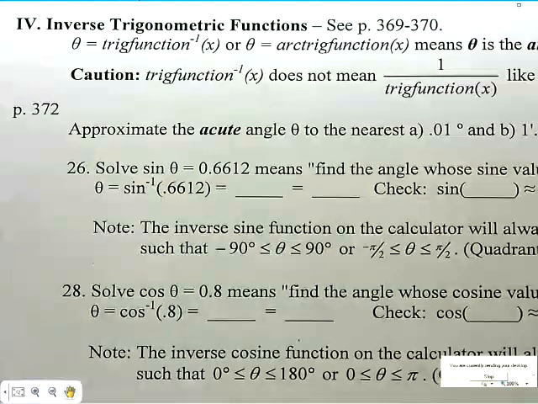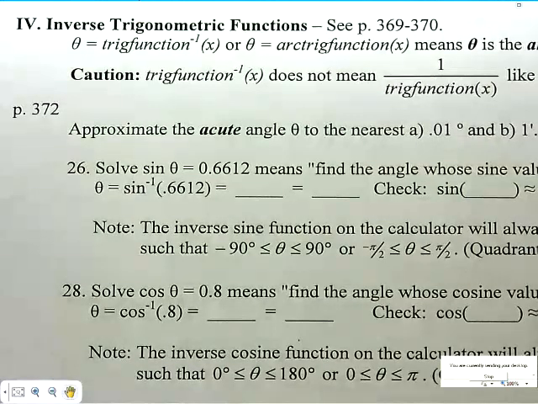Now, if I say write x to the -1 with a positive exponent, you just say, hey, I see a negative exponent. I think the word reciprocal, take the reciprocal of the base. It's 1 over x to the +1. But when you see sine with a -1, what looks like an exponent and actually is not, and somebody knew this already, that's the inverse sine function.